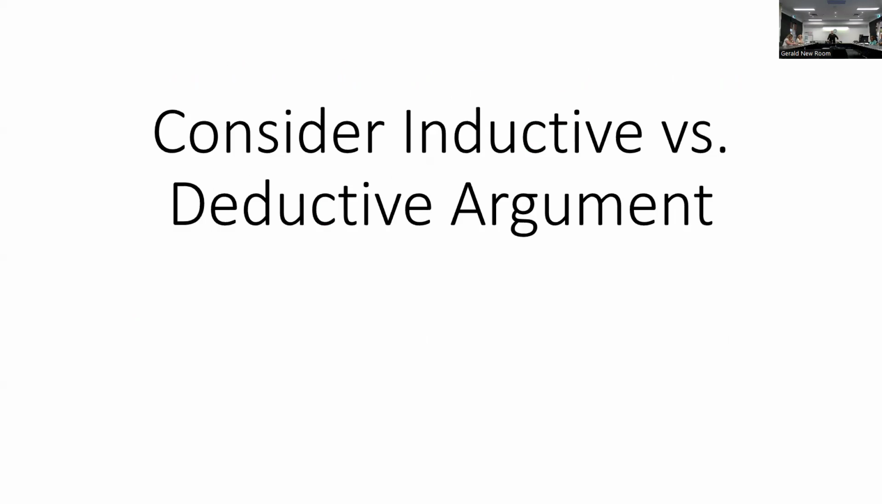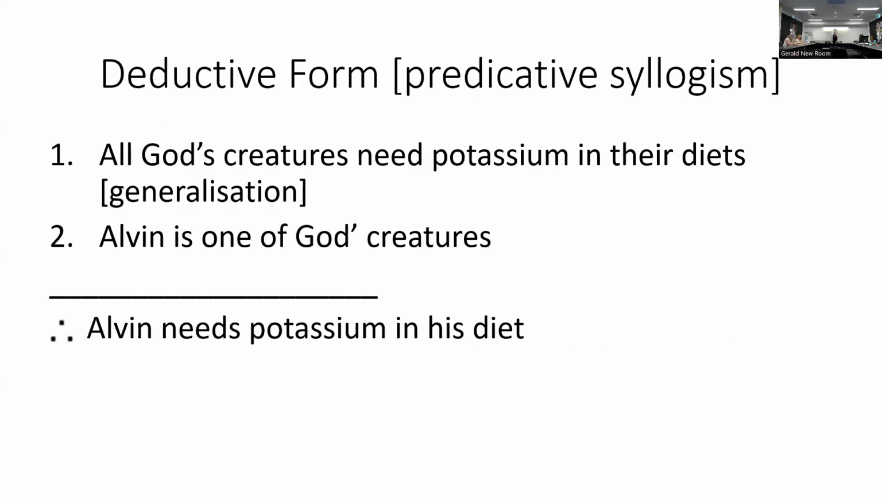Okay, so consider inductive versus deductive arguments. You can have: all God's creatures need potassium in their diets, a generalization. Remember, you always have a generalization. So all A's are B's. Alvin is one of God's creatures. X is A. Therefore, X is B. Alvin needs potassium in his diet. This is a deductive argument, it's valid. You cannot go anywhere outside of it, the form is there and you follow it.